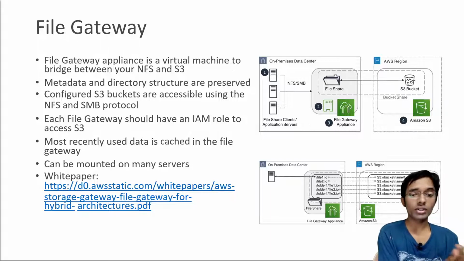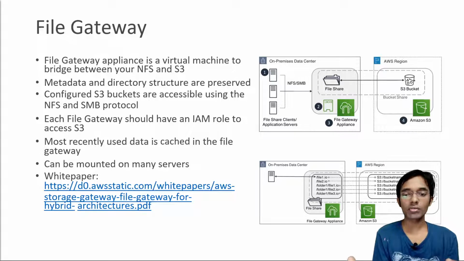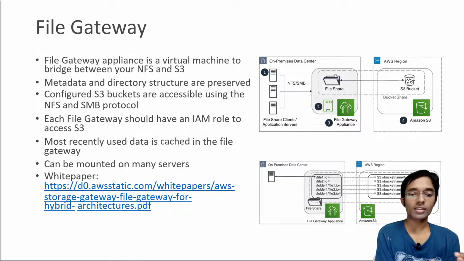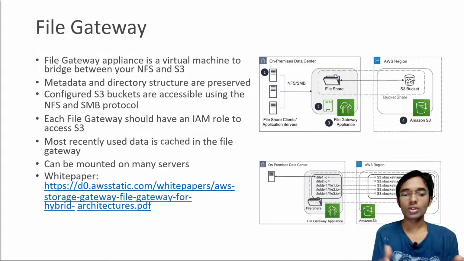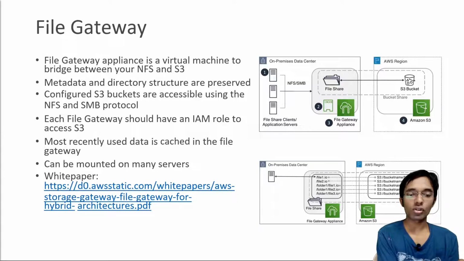The most recently used data is going to be cached in the file gateway. This allows your file share application to talk to the file gateway and the cache, so it doesn't proxy every request to Amazon S3, which allows for better performance. As I said earlier, it could be mounted on many servers. A ton of your on-premise servers can use NFS or SMB protocol to talk to your file gateway appliance.